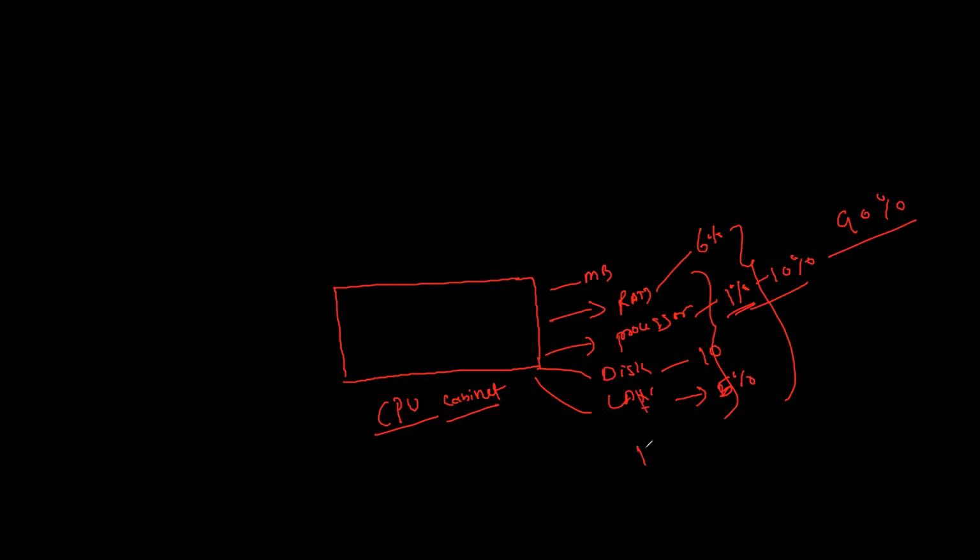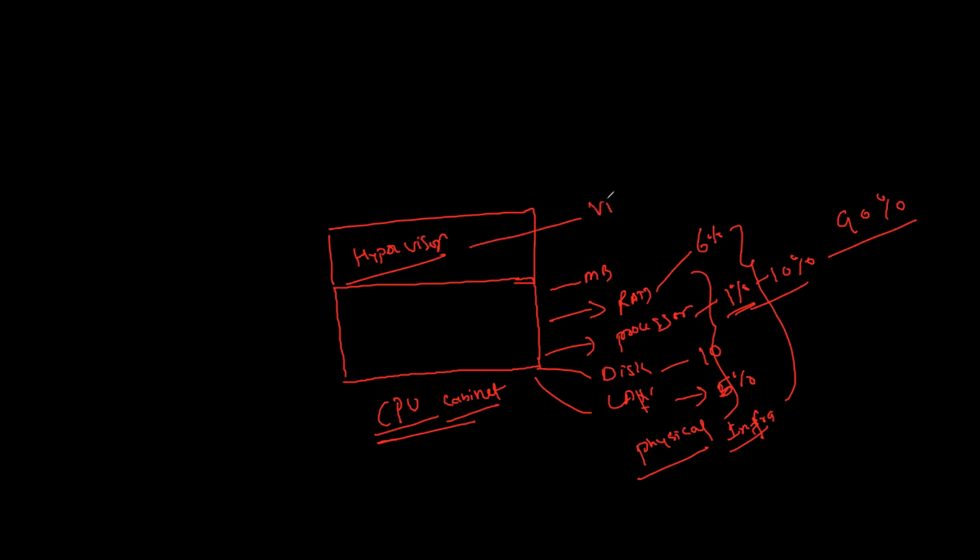So this is the physical infrastructure. They tried to do the virtualization. What they did is, on top of this hardware, they put one layer which is known as a hypervisor. This hypervisor is doing virtualization. So using this hypervisor, you can create a similar machine, a virtual machine, which is known as a VM.